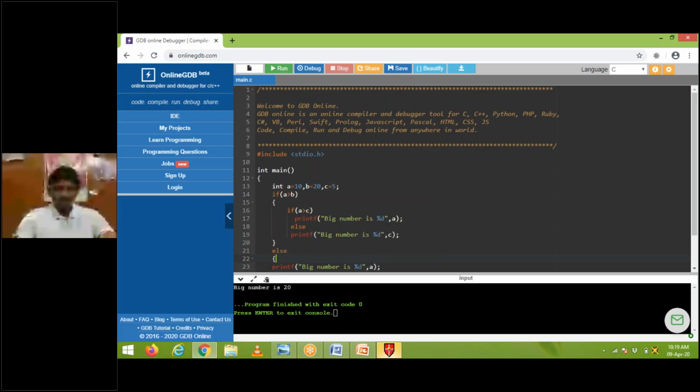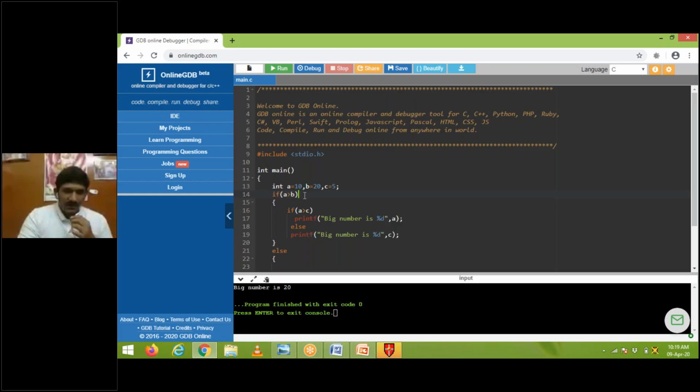Sir, what about if A is greater than not B? That means A is greater than B condition is false. Okay, we will think that case now. That means if A is greater than B and A is greater than C, A is big. If A is greater than B is true, but if A is greater than C is false, then obviously C is big. Okay, according to our knowledge.